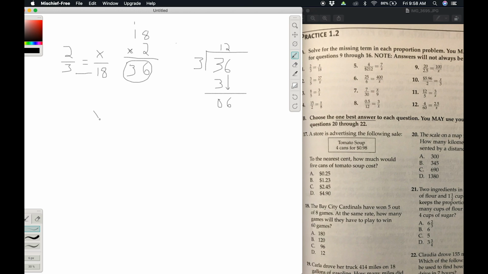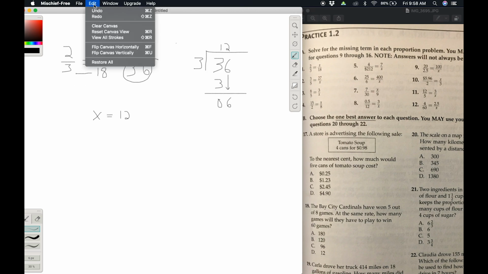So x equals 12. Okay. Let's erase this and put a 12 there. Now that's equal proportion. Okay.